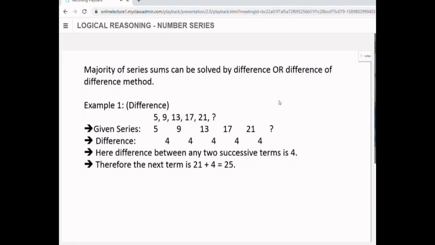Any doubt here? I don't think there should be any doubt. I found the difference, and the first difference is 4, second difference is 4, third difference is 4. So all the differences are 4. So the next number will be 21 plus the difference, that is 4, and therefore the next number is 25.